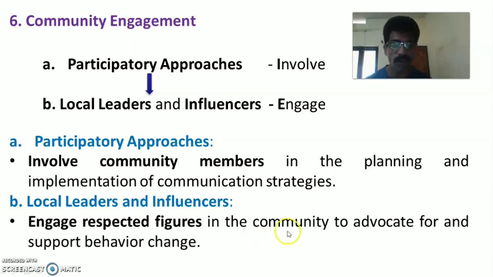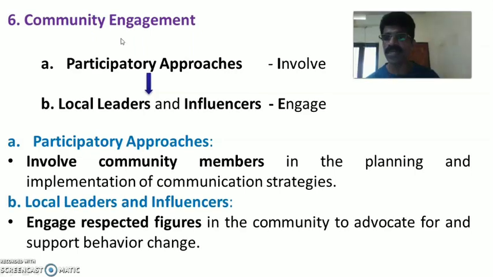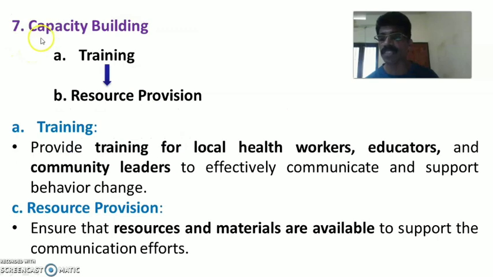For that we have to utilize the respected figures of that particular community to advocate. They give advice to their local people and support the behavioral change of the people in the particular area or community. Thus community engagement includes a participatory approach and engagement of local leaders and influencers of the community. The seventh strategy of SBCC is capacity building, strengthening the capacity of the people.